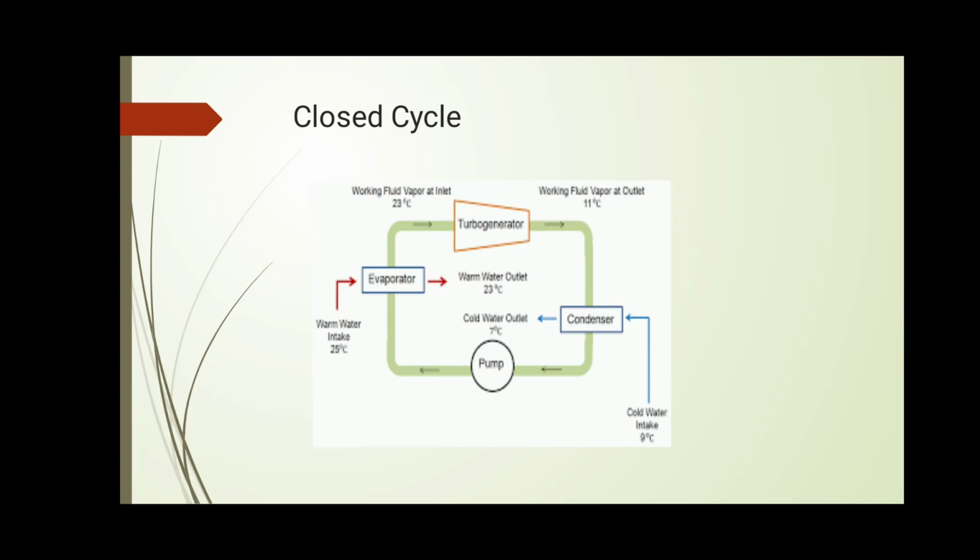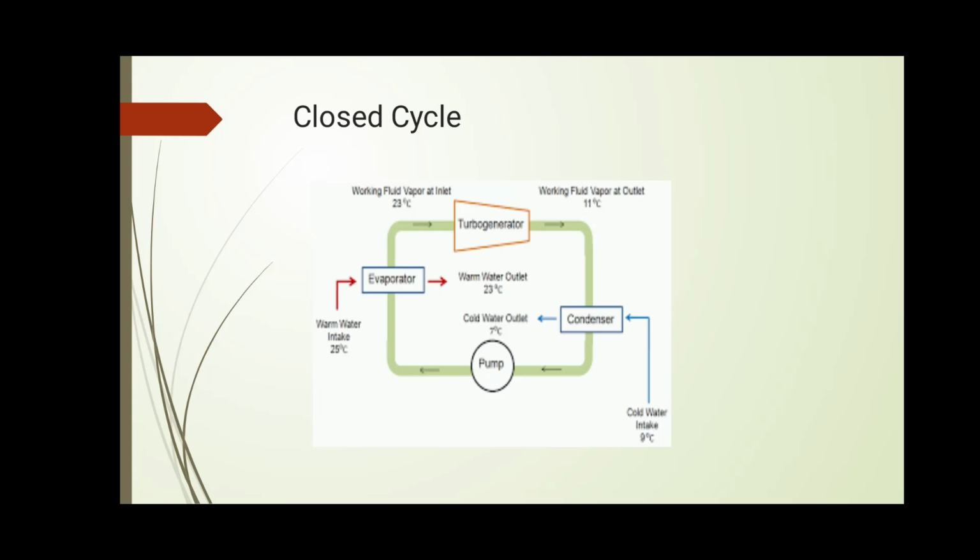In the closed cycle OTEC system, warm seawater vaporizes a working fluid such as ammonia flowing through a heat exchanger or evaporator. The vapor expands at moderate pressure and turns a turbine coupled to a generator that produces electricity. The vapor is then condensed in a condenser using cold seawater pumped from the ocean's depth through a cold water pipe. The condensed working fluid is pumped back to the evaporator to repeat the cycle. The working fluid remains in a closed system and circulates continuously.